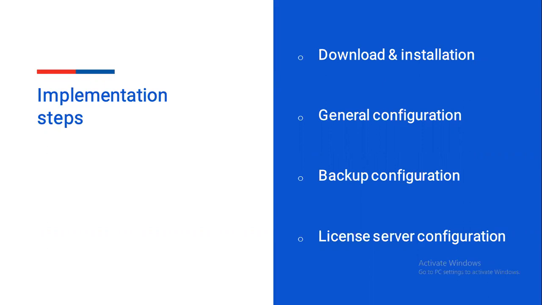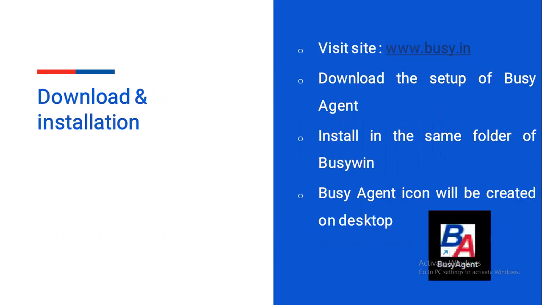Okay, these are the implementation steps we are going to see practically. And these are the download and installation steps. First, you have to visit the www.busy.in website. There you will get the product section. In that product section, you can download the Busy Agent utility.